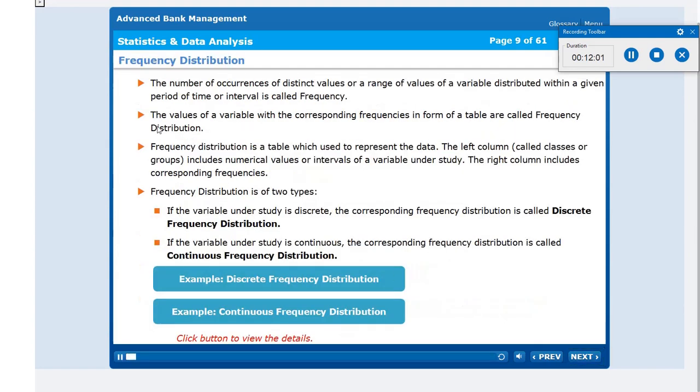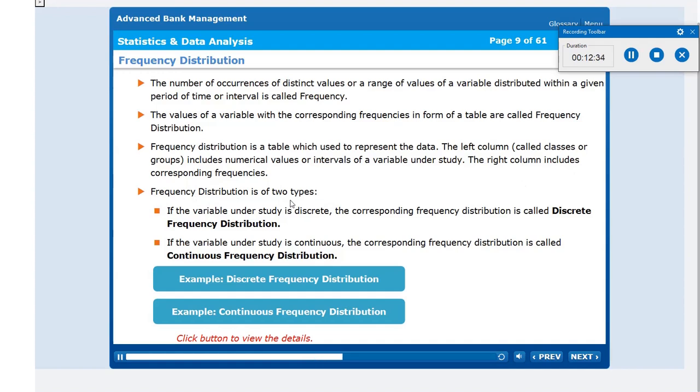Frequency distribution. The number of occurrences of distinct values or range of values of a variable distributed within a given period of time or interval is called frequency. The values of a variable with the corresponding frequencies in the form of a table are called a frequency distribution. A frequency distribution is a table which is used to represent the data. The left column includes numerical values or intervals of a variable under study. The right column includes corresponding frequencies.